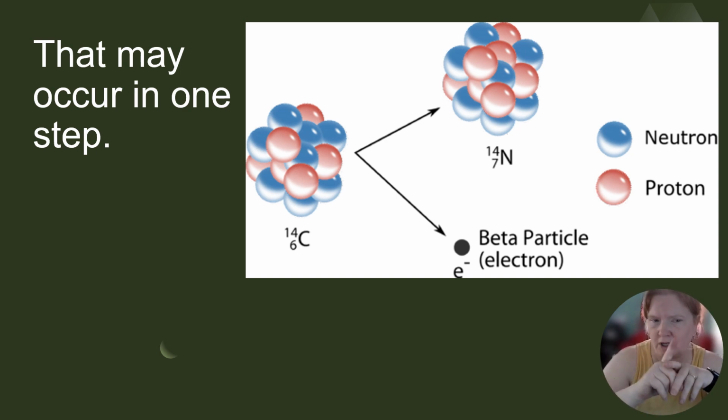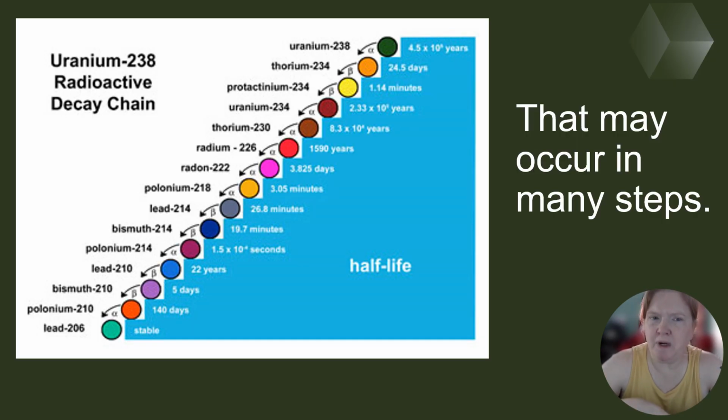Now, this could occur in one step, in this case showing an example with carbon-14. In one step, it becomes a stable nucleus. But uranium-238, for example, that stability occurs in many, many steps until finally we get to lead-206 at the end of this chain, and it is stable.